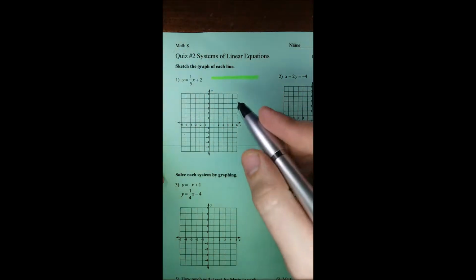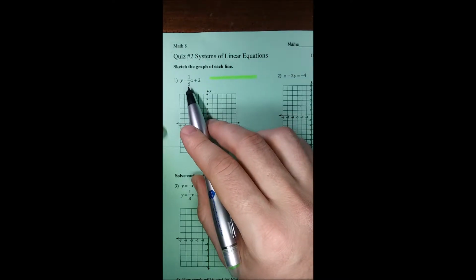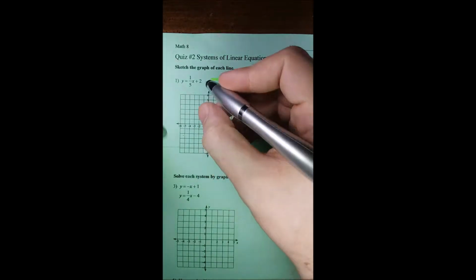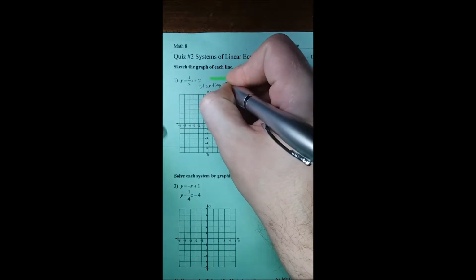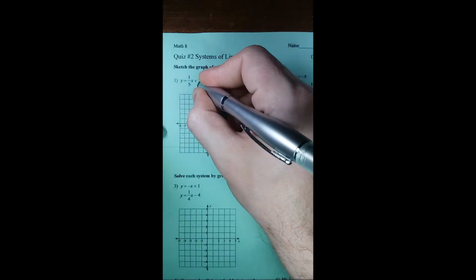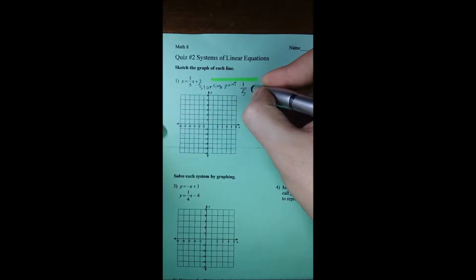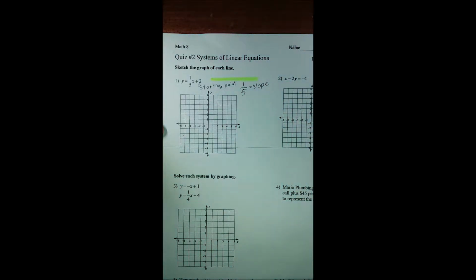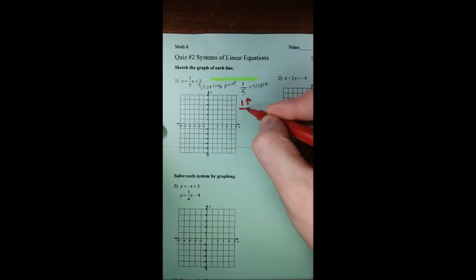Question number 1. We got an equation y equals 1/5 x plus 2. That means this is our starting point. Okay, I put a starting point. And 1/5 is our slope. What that means is that you go 1 unit up and 5 units across.